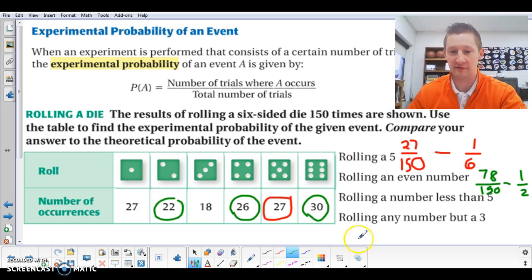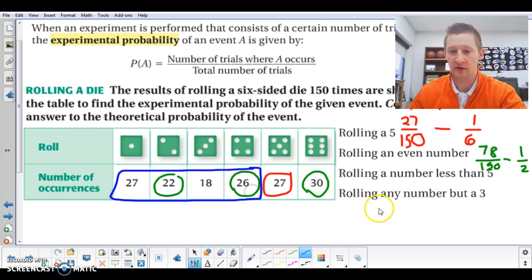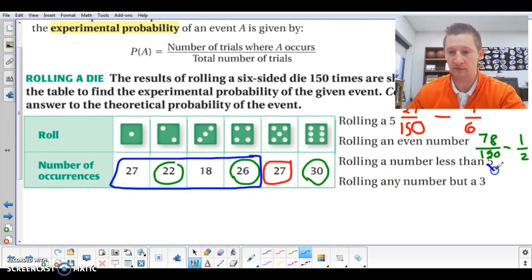Next, rolling a number that's less than 5. That would be anything less than a 5: the 1s, the 2s, the 3s, and the 4s. So if I do that one, I'm writing it down here. If I add up all these numbers, I end up with 93. You can check that. I'm just trying to save some time here. 93 out of 150, compared to the theoretical probability, which would be 4 out of 6, which you could reduce to 2 out of 3. Okay, again, not quite the same.